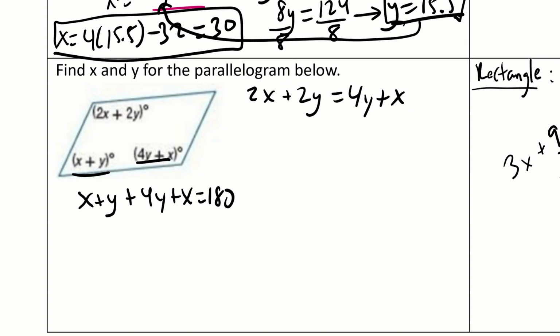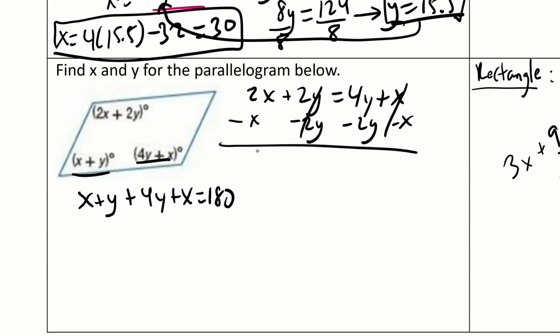Okay, so first thing I'm going to do is solve for x here, and then I'm going to plug it into this equation. So I'm going to subtract 2y on both sides, and I'm going to subtract this x over here. So if I do that, I get x equals 2y. All right, so there you go. X is solved for. X equals 2y.